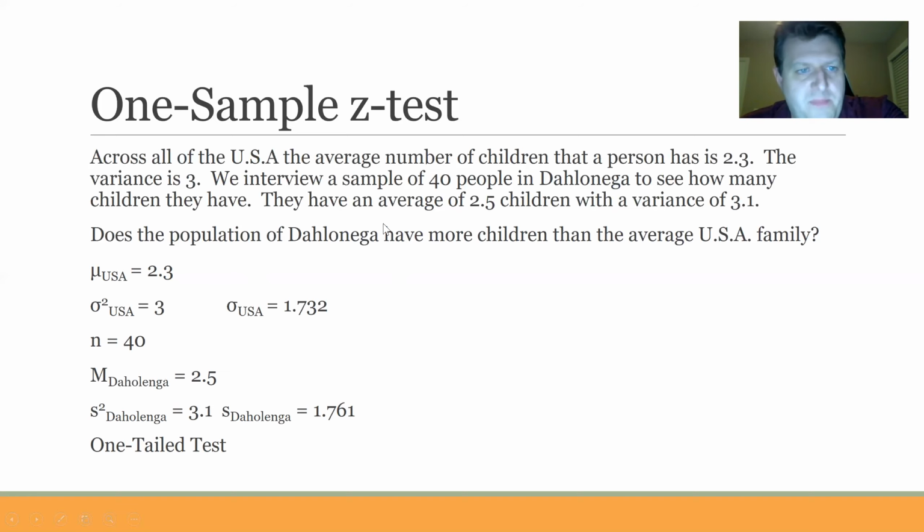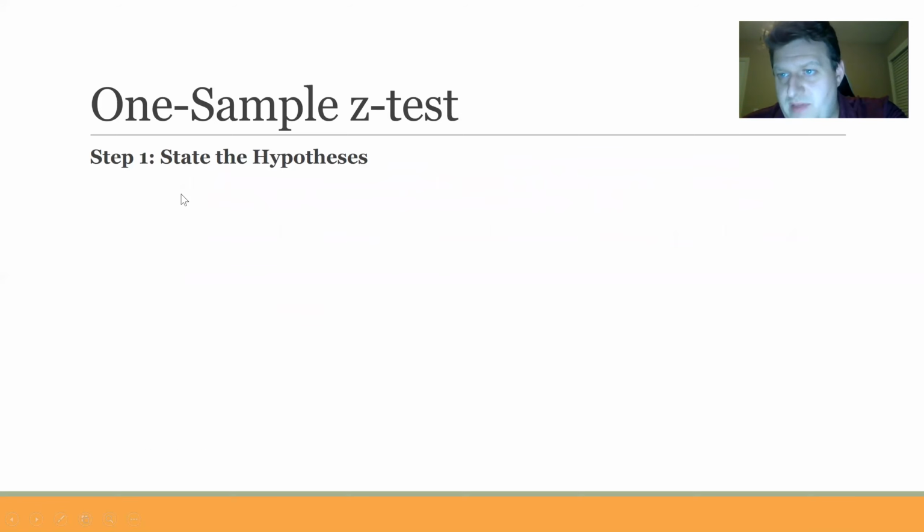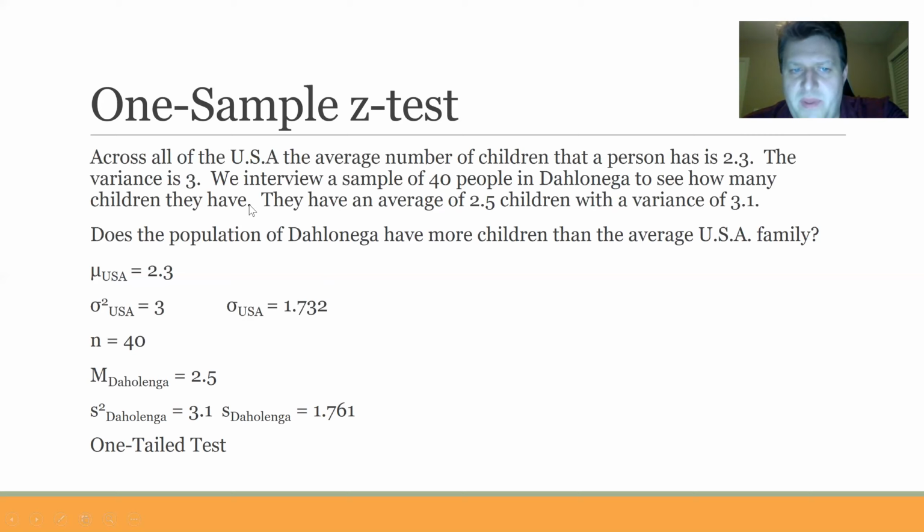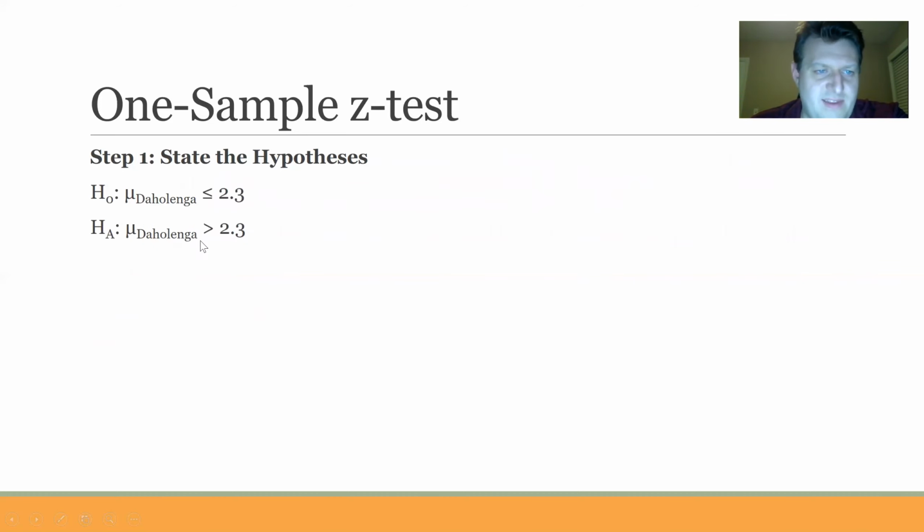Let's do the 4 steps. Oh, and I know this is one tell because it's more than. State the hypotheses. Well, notice here that does the population mean for Dahlonega have more, so I'm going to do a greater than sign, the average USA family, population mean for the USA. So my alternative hypothesis should be mu of Dahlonega is greater than mu of USA. Let's see if I did it right. Oh yes, I did do it right. I did it a little bit differently. Instead of doing the mu of USA, I did it in terms of 2.3 because I know what the population mean is.